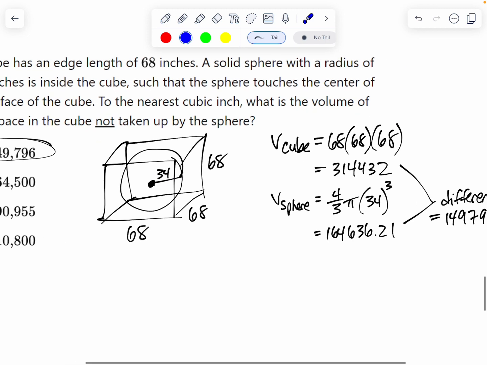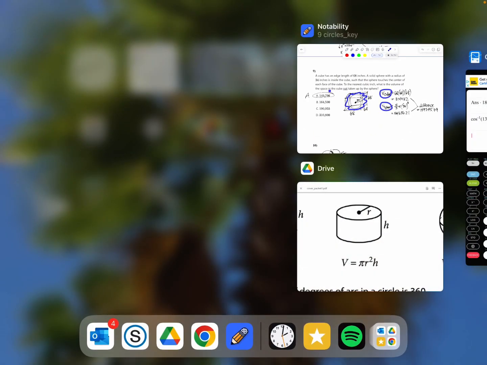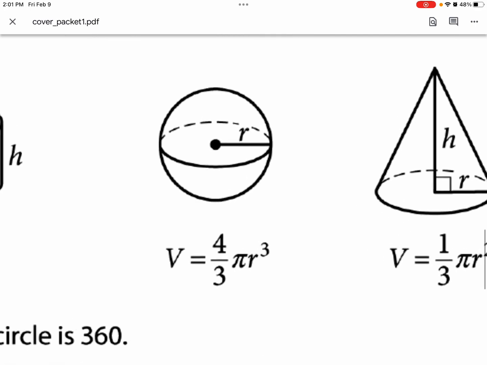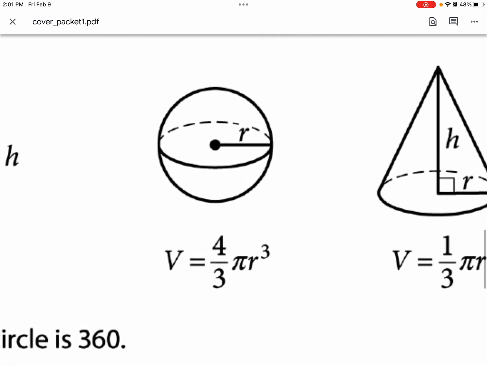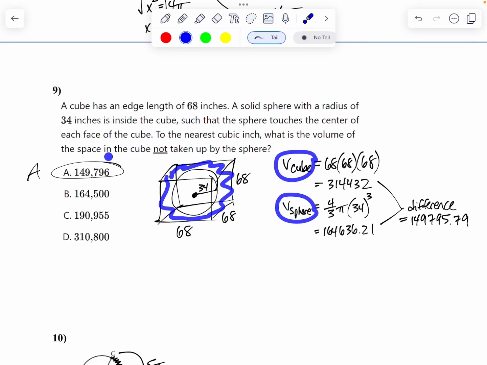So we're going to subtract the volume of the cube, and we're going to subtract away the sphere, and we're going to be left over with this outside area. And just remember, I'm going to go back to the formula sheet. We have the volume for a cube right here. Okay, it's 4/3 pi r cubed. Be careful with the cubed because a lot of people think that it is squared or they look at it too closely. This is a cube right here in the formula.